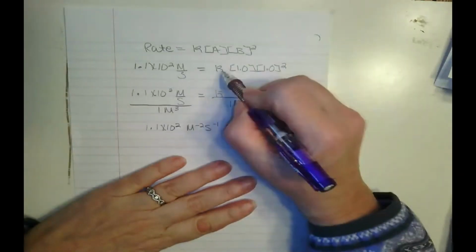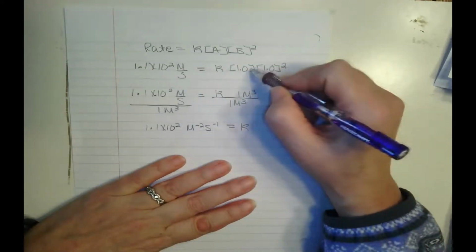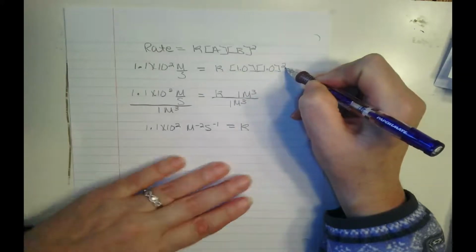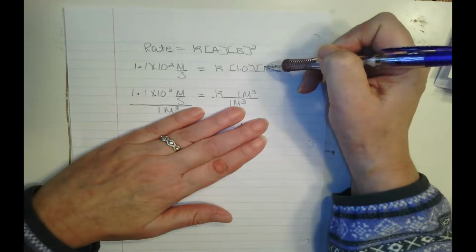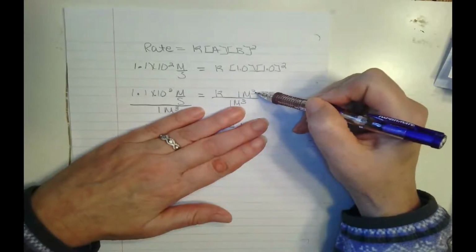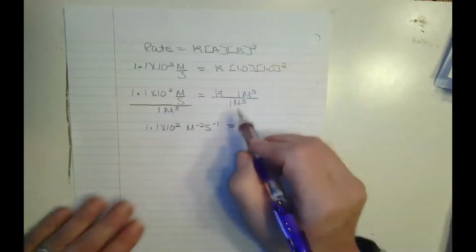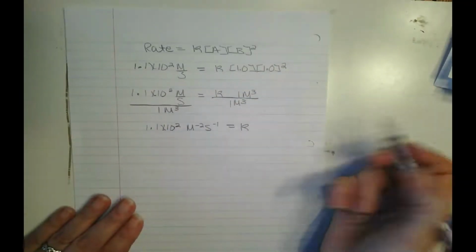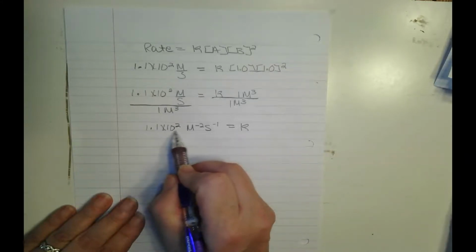But K has different units based on these orders. So remember, brackets are molarity, and this is molarity squared. So I have 1 molarity times 1 molarity squared. That's 1 molarity to the third equals this rate. Then I need to divide by 1 molarity cubed on both sides to get K alone. So my K is going to equal 1.1 times 10 squared.